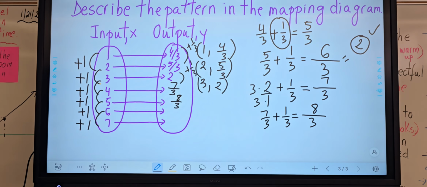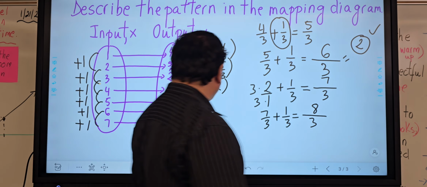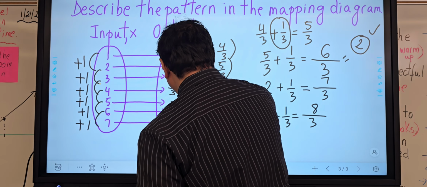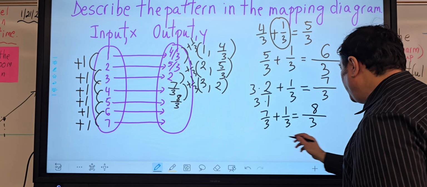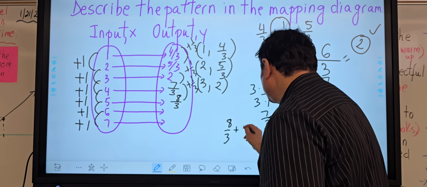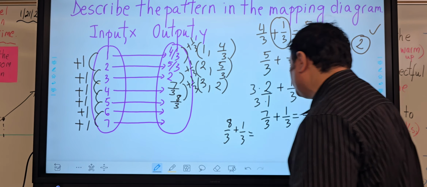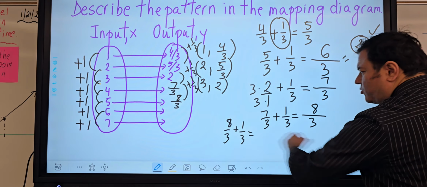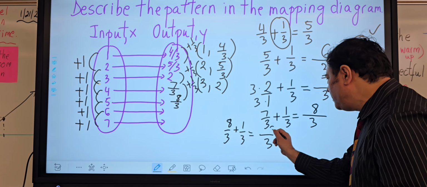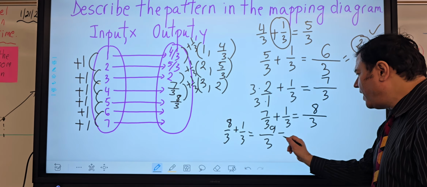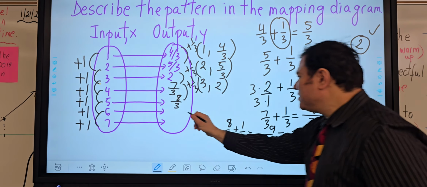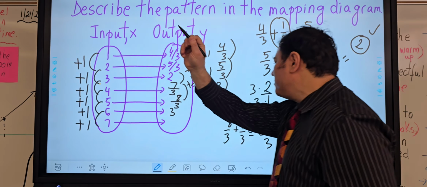We have 2 more to go. So now let's add 8/3 plus 1/3. So from here we added 1/3. Let's add 8/3 plus 1/3 and see what we get. 3 is the common denominator, it stays. 8 plus 1 is 9. And if we divide 9 by 3, we get 3. So the next number is just the whole number 3.